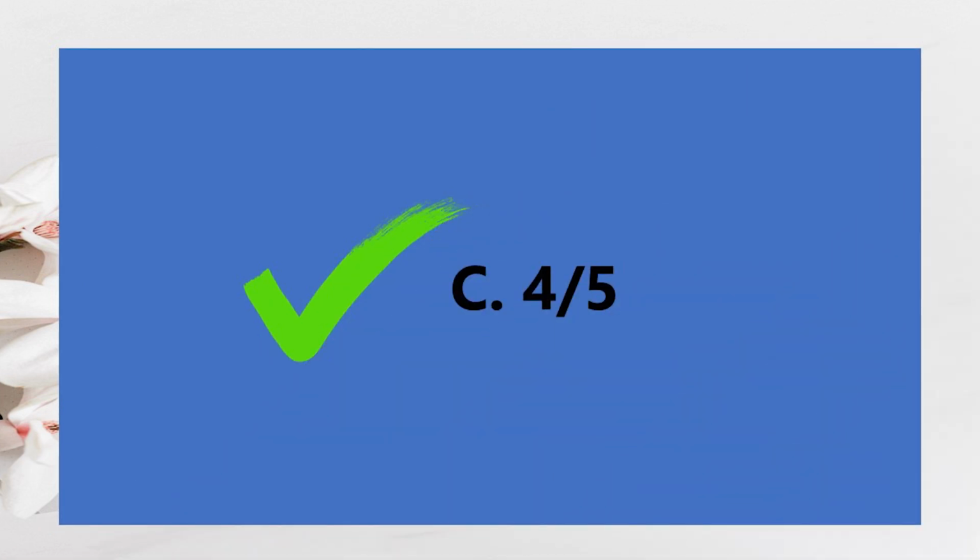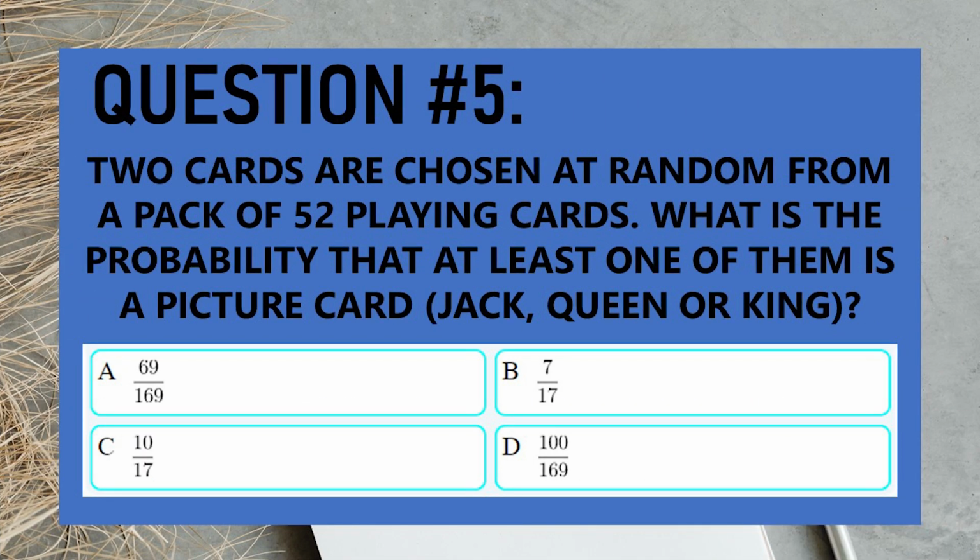And the correct answer is letter C, 4 over 5. Question number 5. Two cards are chosen at random from a pack of 52 playing cards. What is the probability that at least one of them is a picture card, either Jack, Queen, or King?